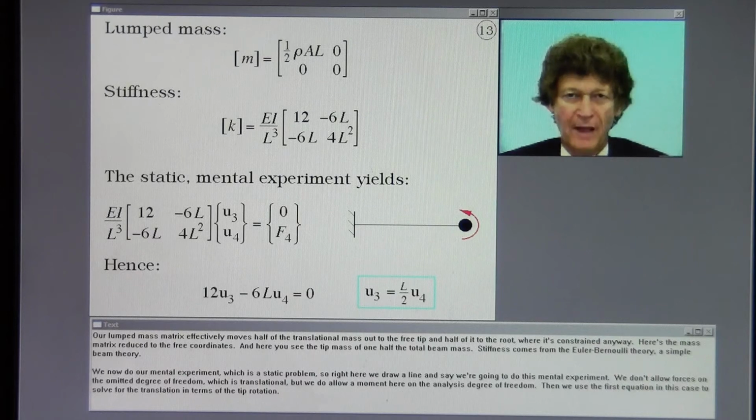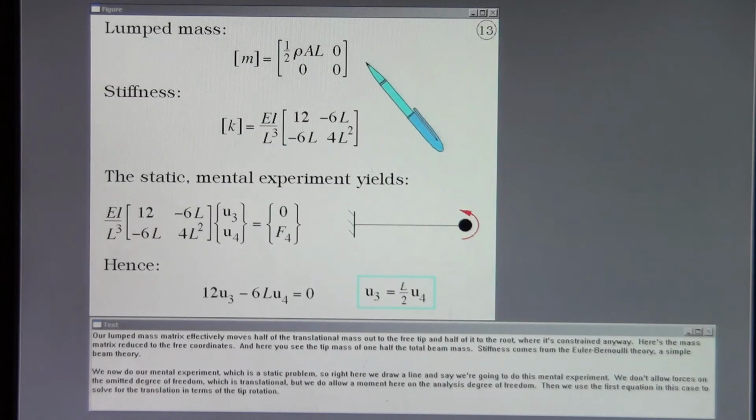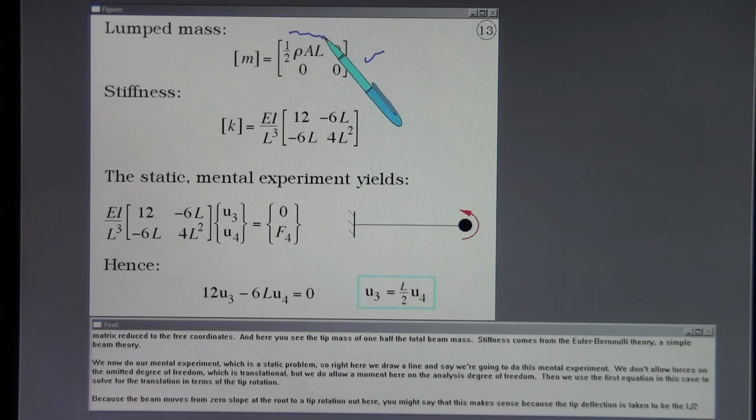Our lumped mass matrix effectively moves half of the translational mass out to the free tip and half of it to the root, where it's constrained anyway. Here's the mass matrix reduced to the free coordinates, and here you see the tip mass of 1/2 the total beam mass. Stiffness comes from the Euler-Bernoulli theory, simple beam theory.